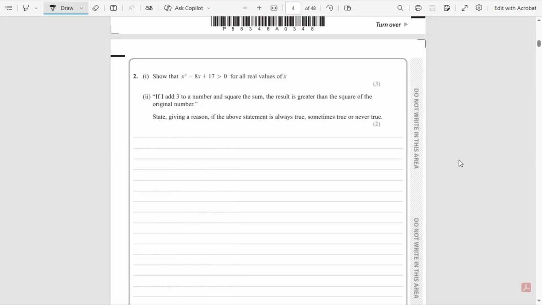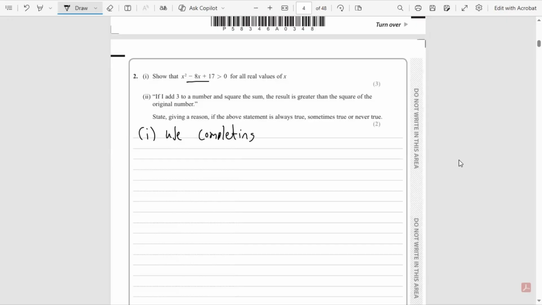Now, with any kind of question like this, where we're trying to show that a quadratic expression is greater than 0, or it could be showing a quadratic expression is less than 0, we're going to use completing the square. And you'll see why in our working in a moment, why completing the square is the best method for a question like this. So what we're going to do is complete the square on the left side.